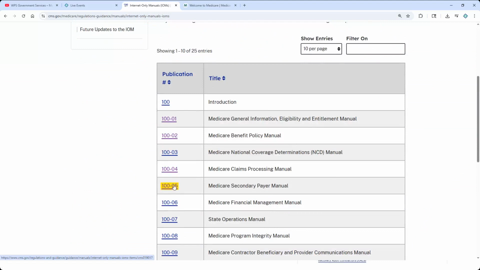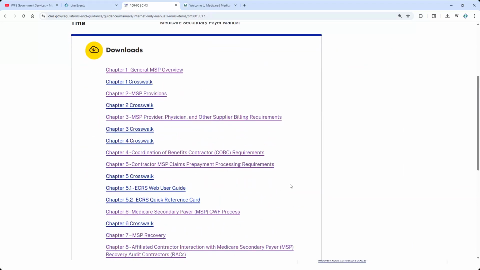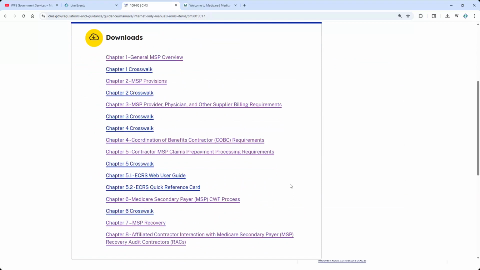Now, if you scroll down, you would think everything related to Medicare Secondary Payer, or MSP, has to be in 100-05. Well, this is true. A lot of information is in this section. What it doesn't contain is how to complete a claim form. And that was the question that I was asked. So bear with me as I get through this information and then we'll move on to how to complete a claim form, because that's in a different set of information.